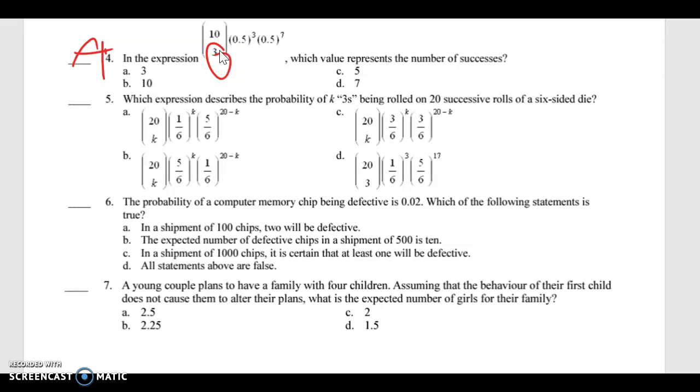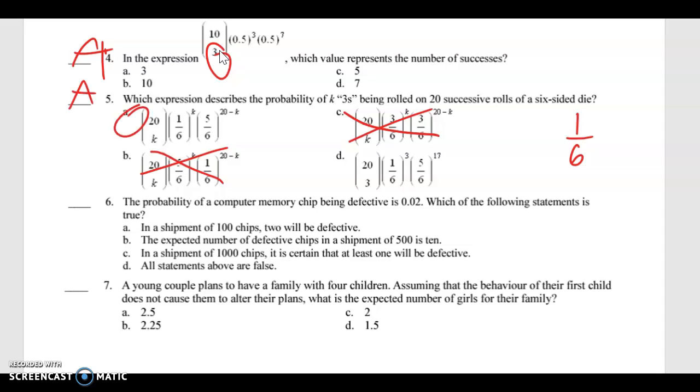Which expression describes the probability of K 3s being rolled on 20 successive rolls of a 6-sided die? So a 3, we need to identify the correct probability of rolling a 3, and that would be 1 out of 6. So we can immediately eliminate this one. Option C is a no-go because 3 out of 6 is not the probability. Now, B as well is set up the other way. That's the probability of not throwing a 3, K times. So it's got to be between A and D. Of K 3s being rolled on 20 successive rolls of the die, K is the number of 3s that are thrown. So we know that we're not asking for three 3s, we're asking for K 3s. So that gives us our option for A.